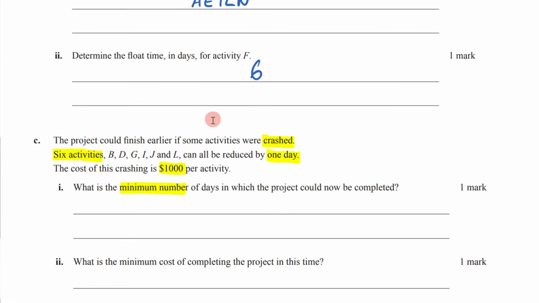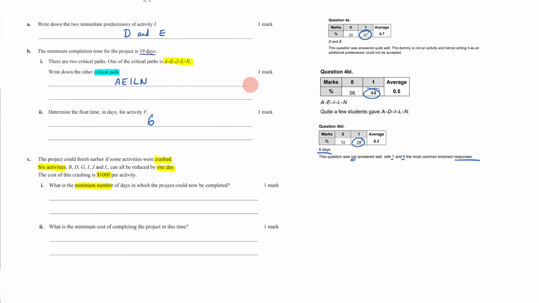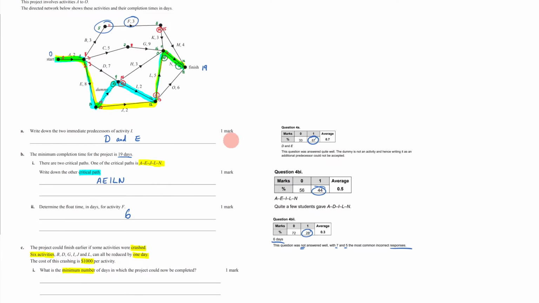So, first things first, let's zoom out here, because we've got to figure out which of these can be reduced. So let's grab a highlighter. I'm just going to highlight everything that can be reduced here. So it can be B, D, G, where's G? G, A, B, D, I, L, J. B, D, G, I, J, L. And they can all be reduced by 1 day.